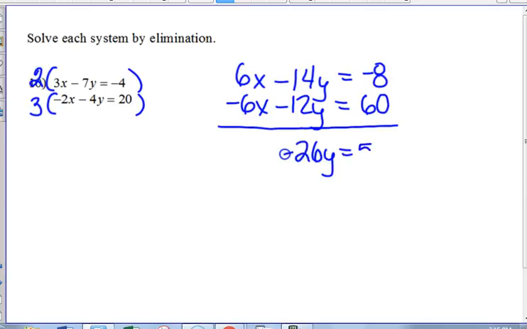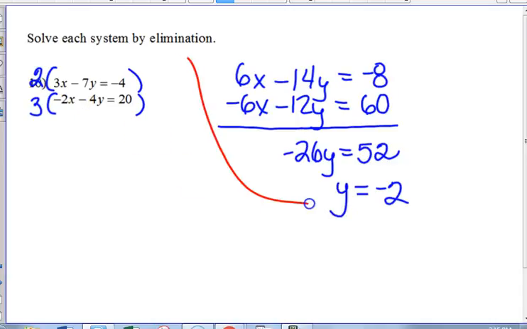-26y equals 52, which is -2. And that's where you'd make your first mistake, right? Sign mistakes are really common on these too. Really easy to make a sign mistake, and that messes up the whole rest of the problem. So I got -2. Now I got to plug that back in somewhere. I think I'll go with the top one this time.